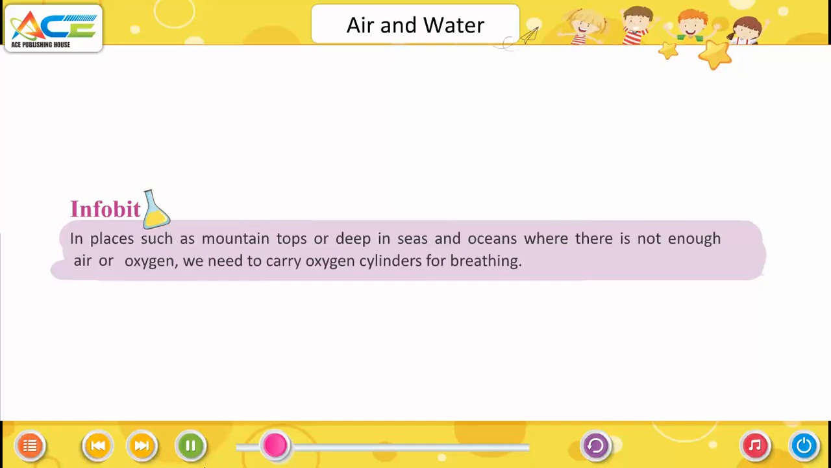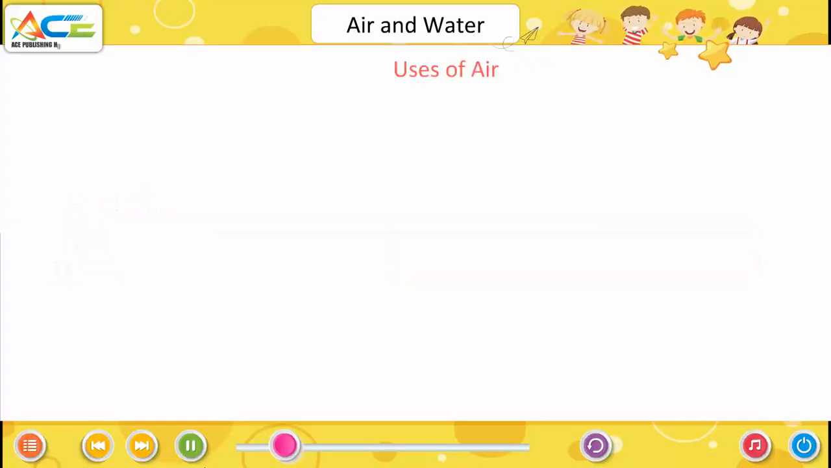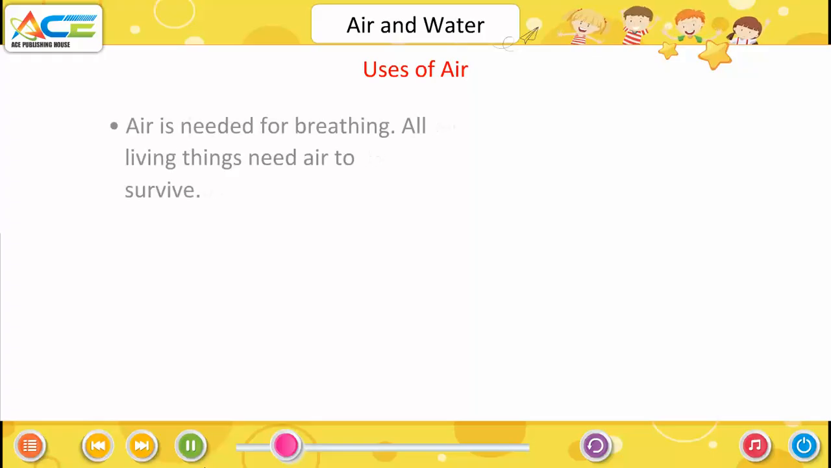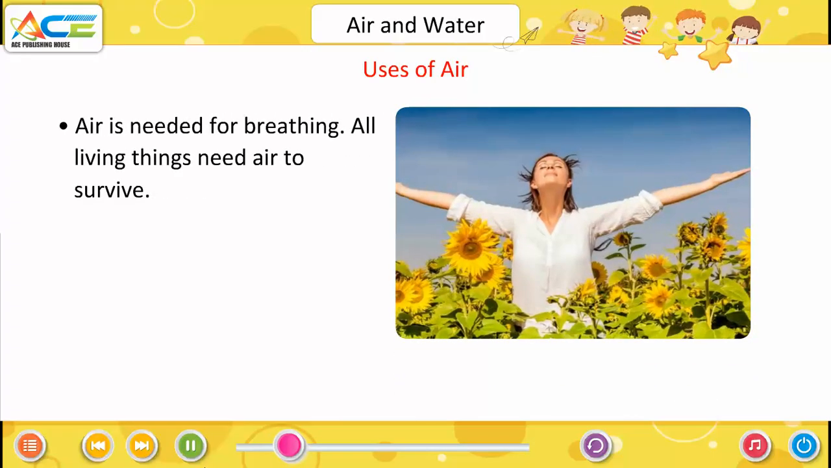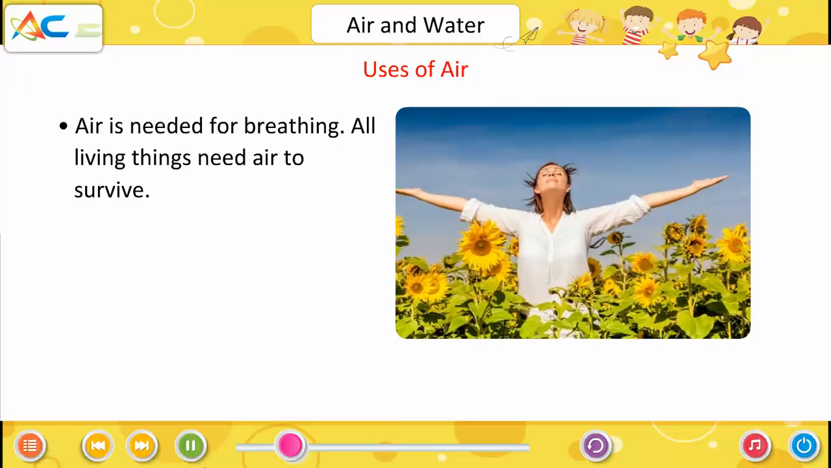Infobit. In places such as mountain tops or deep in seas and oceans where there is not enough air or oxygen, we need to carry oxygen cylinders for breathing. Uses of air. Air is needed for breathing. All living things need air to survive.